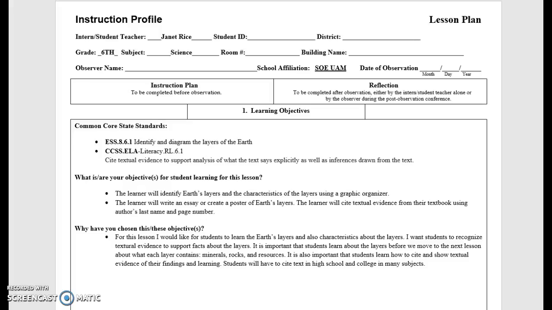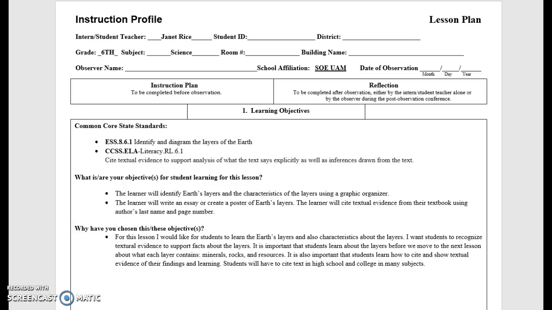My name is Janet Rice, and I am going to discuss my lesson plan. The Arkansas Learning Standard that I'm using is to identify and diagram the layers of the earth. The Common Core standard that I'm using is to cite textual evidence to support analysis of what the text says explicitly as well as inferences drawn from the text.